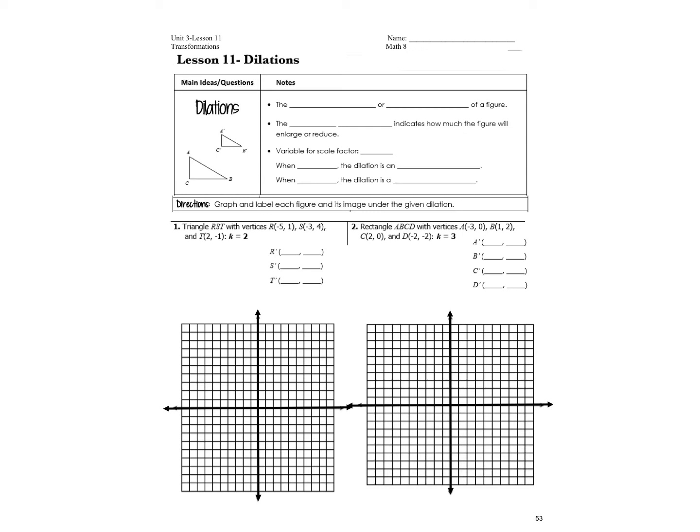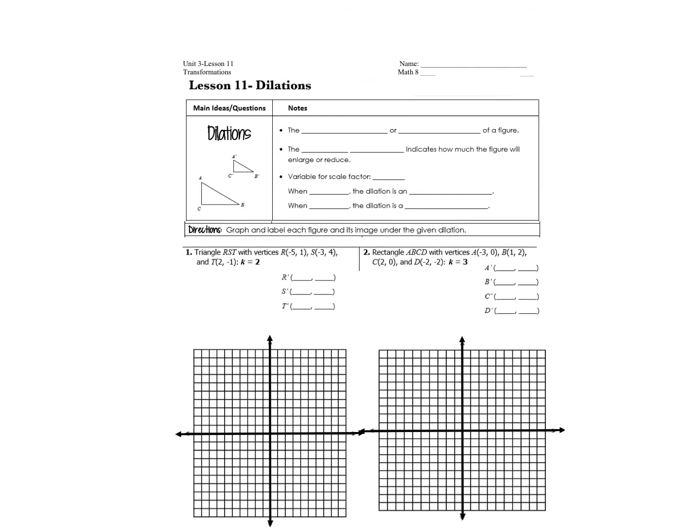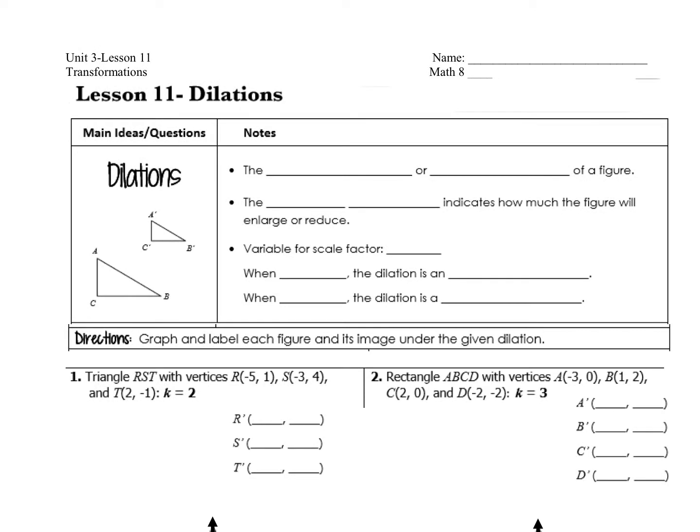Hi everyone, so today's lesson is Unit 3, Lesson 11 on dilations. If you think about dilations, some of you may have had the experience of going to the eye doctor and getting your eyes dilated. When your eyes are dilated, that means your pupils are getting bigger or smaller. And that's exactly what we're doing with the shapes. We're either making them bigger or smaller, depending on what the scale factor is.